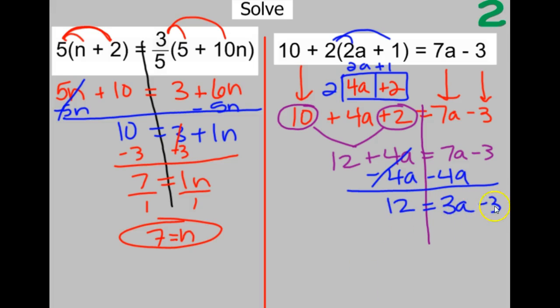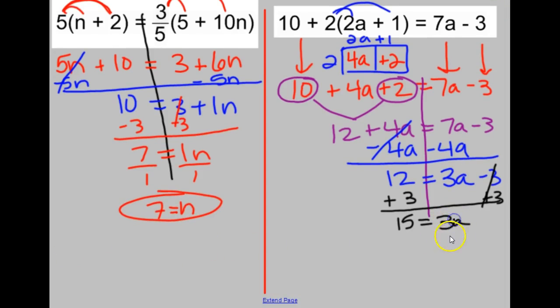Then to get a by itself, the opposite of subtracting 3 would be adding 3. So those are eliminated. 12 plus 3 is 15. And then last, the opposite of multiply is divide. 15 divided by 3 is 5. So a equals 5.